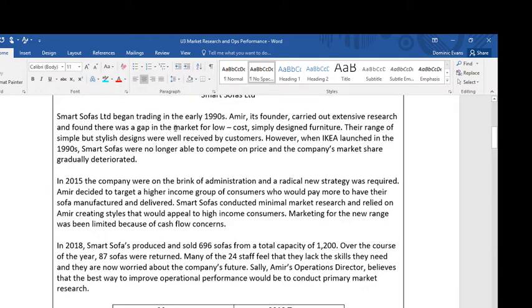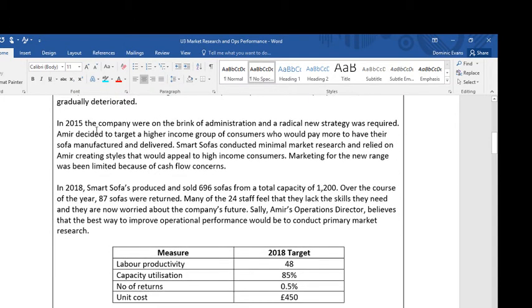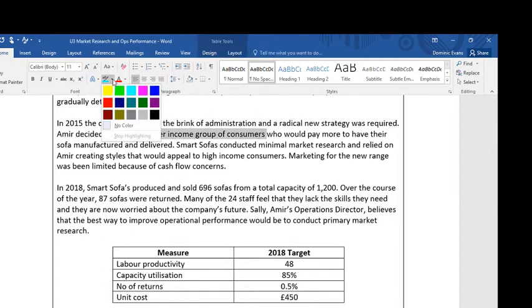Smart Sofas began trading in the early 1990s. Amir, its founder, carried out extensive research and found there was a gap in the market for low-cost, simply designed furniture. Their range of simple but stylish designs were well received by customers. However, when IKEA launched in the 1990s, Smart Sofas were no longer able to compete on price, and the company's market share gradually deteriorated. In 2015, the company were on the brink of administration and a radical new strategy was required. Amir decided to target a higher income group of consumers who would pay much more to have their sofa manufactured and delivered. Okay, so here's a reason that primary research would be important.